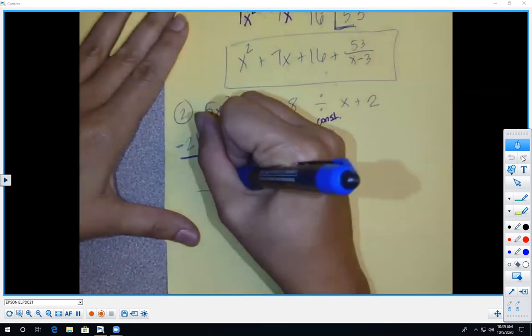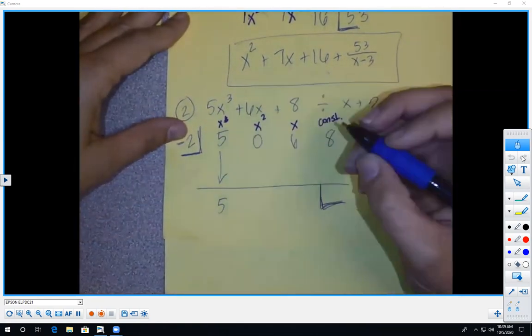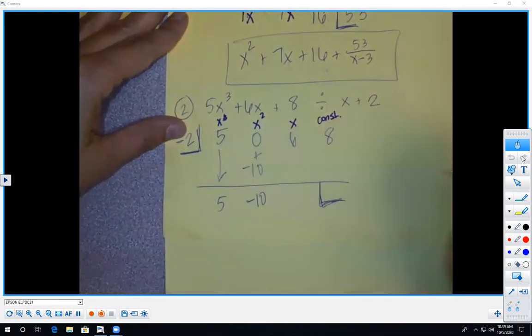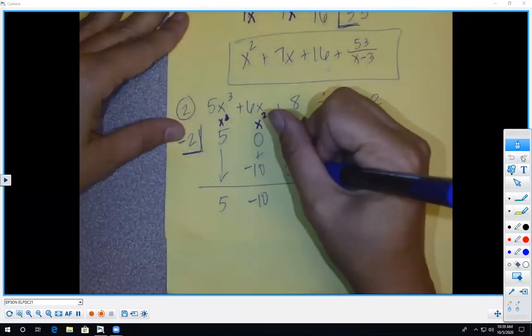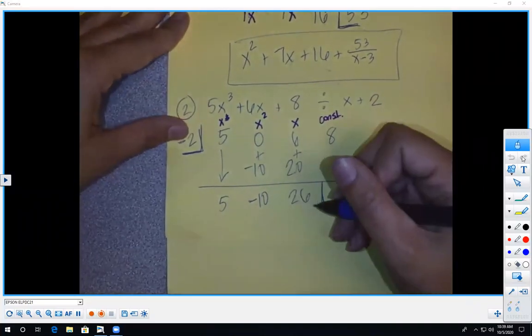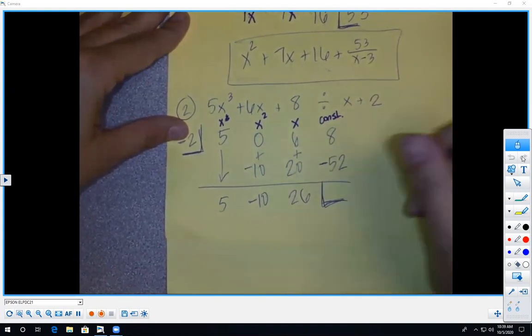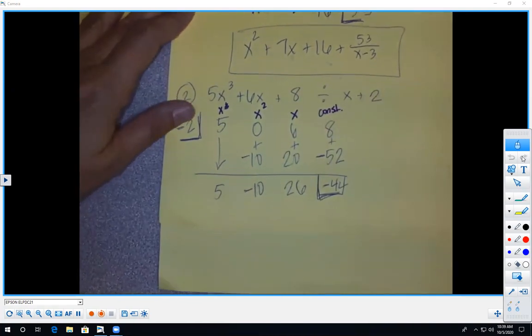Okay, you're going to bring down the 5. To get it up on top of the line, you have to multiply by -2. What's -2 times 5? -10. -10 plus 0 is -10. -2 times -10 is +20. 6 plus 20 is 26. -2 times 26 is -52, right? -52 plus 8 is -44. Does this divide evenly?